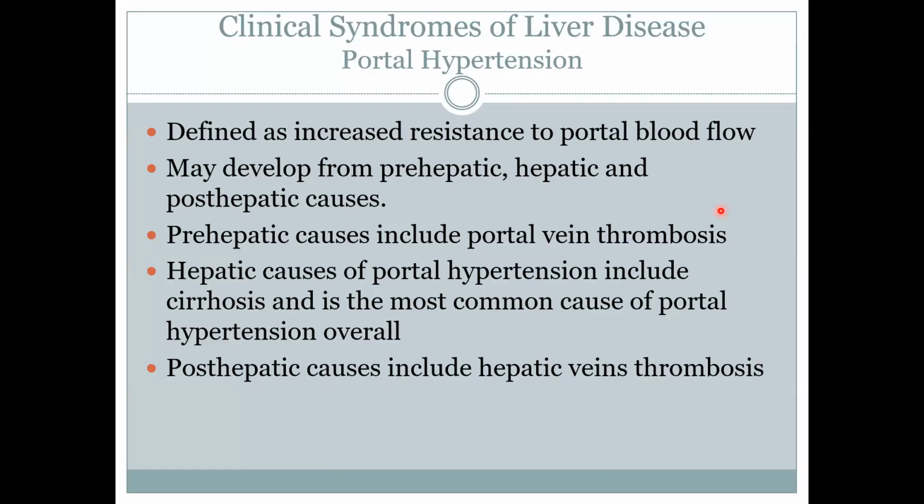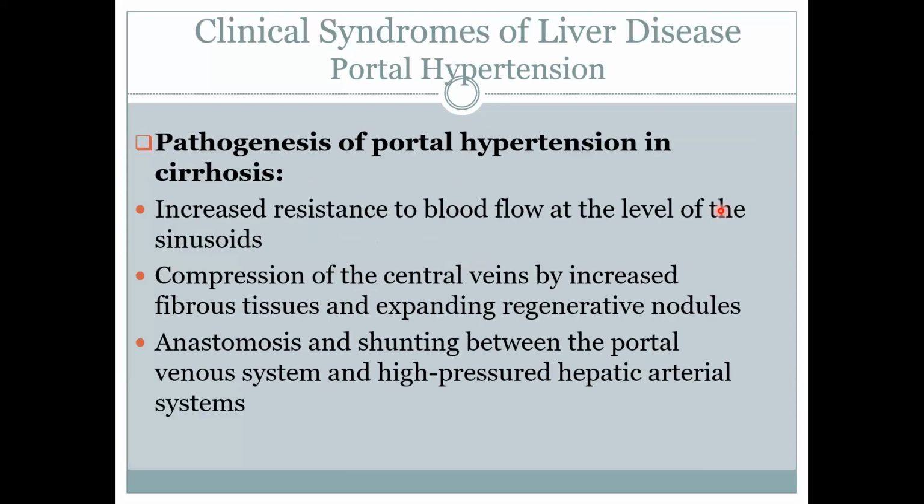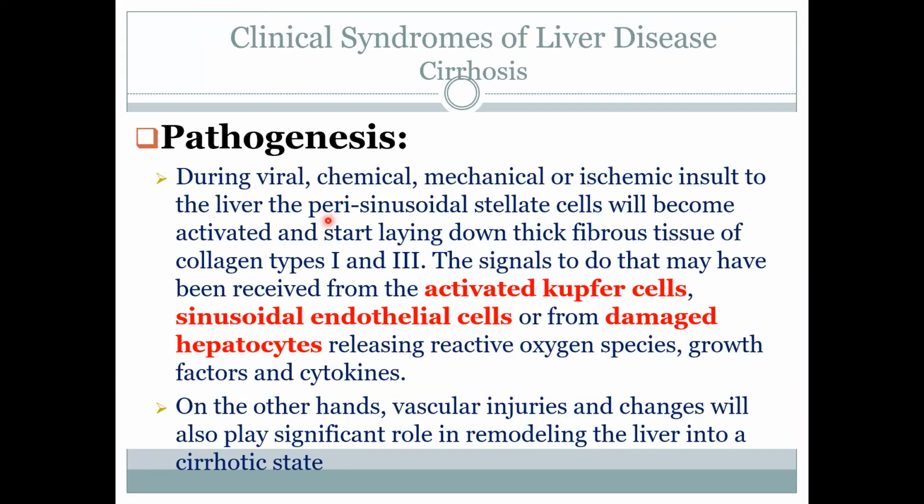All right, now portal hypertension, as I mentioned to you, has three causes: prehepatic, hepatic, and posthepatic. So we can go over this quickly. What is the pathogenesis? This is an important question in any exam. So one is going to be the increased resistance of blood flow at the level of the sinusoid. You have seen that in this picture.